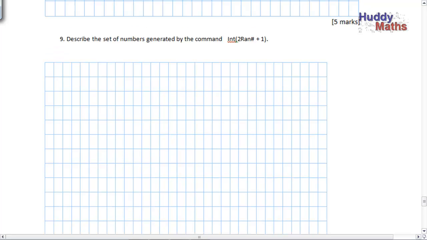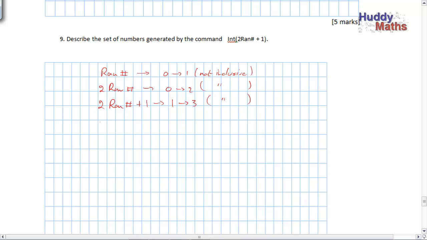Question 9, this is a simulation. Describe the set of numbers generated by that command. Let's go through it. First of all, random number gives us numbers between 0 and 1, not including 0 and not including 1. 2 random number would give us numbers between 0 and 2, not inclusive again. 2 random number plus 1 would give us 1 to 3, again, not inclusive.